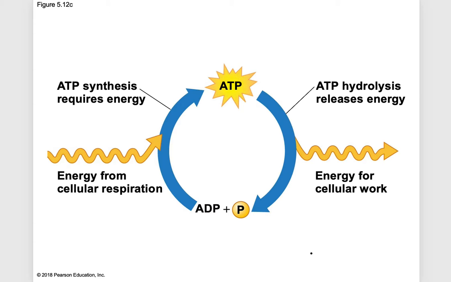So we have ATP, it's broken up, you get the energy for cellular work, and then it is reformed. So just a big circle.